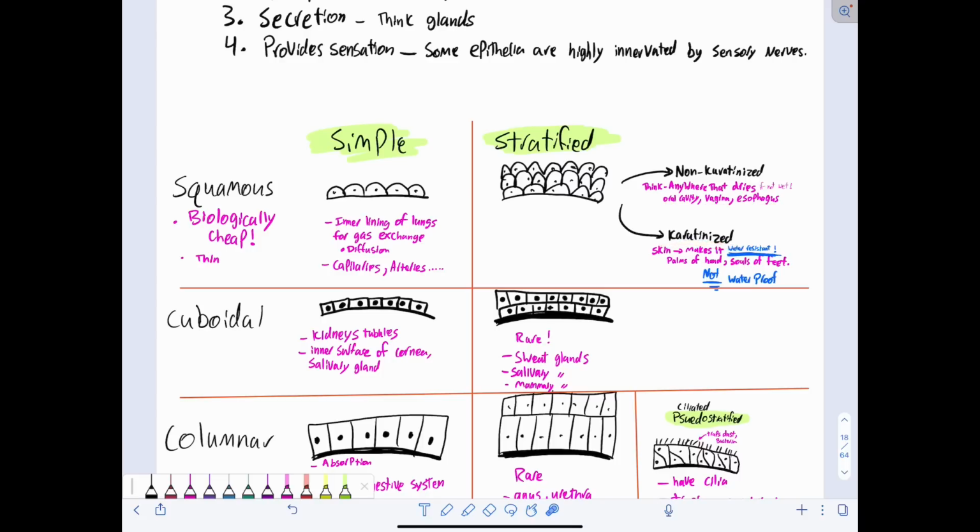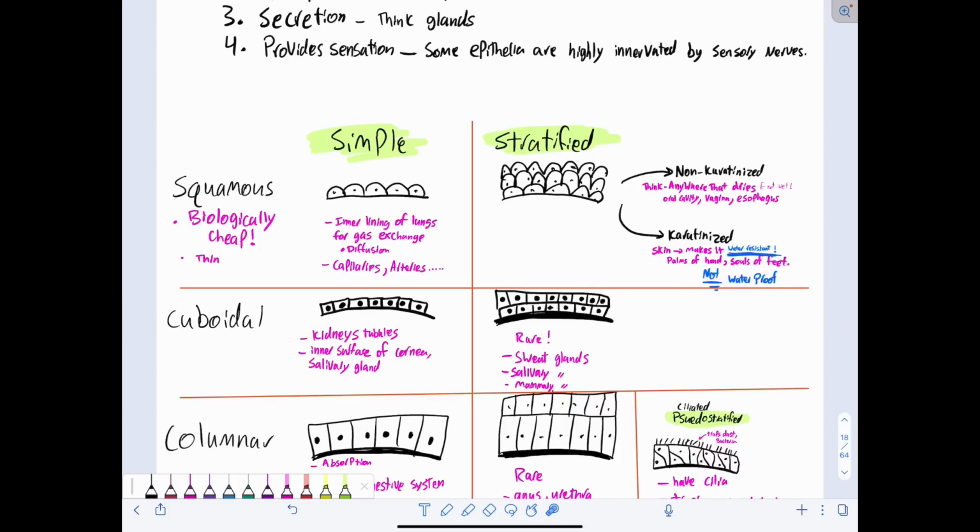Keratinized, one of the functions of these keratinized cells is to make it water resistant. So you will find the skin to be made up of keratinized stratified squamous epithelial tissue. And that's skin everywhere, right? The palms of hands, soles of feet, most places, right? So again, it's water resistant, and that's different from waterproof. So it's not waterproof; it's water resistant. Okay.